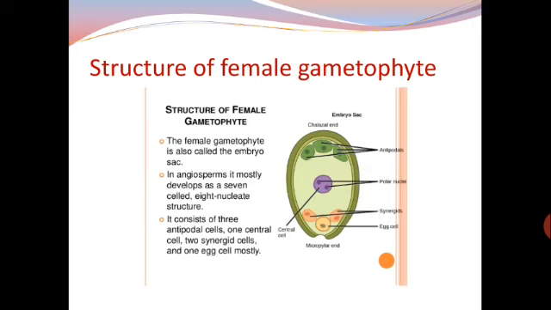Here you shouldn't explain the development of the female gametophyte, you have to explain only the structure. The female gametophyte is also called the embryo sac. In angiosperms it mostly develops as a 7 celled, 8 nucleate structure. It consists of antipodal cells, 1 central cell, 2 synergids, 1 egg cell mostly. So you have to explain that towards the chalazal end there are antipodals, towards the micropylar end there is the egg apparatus comprising synergids and egg cell.